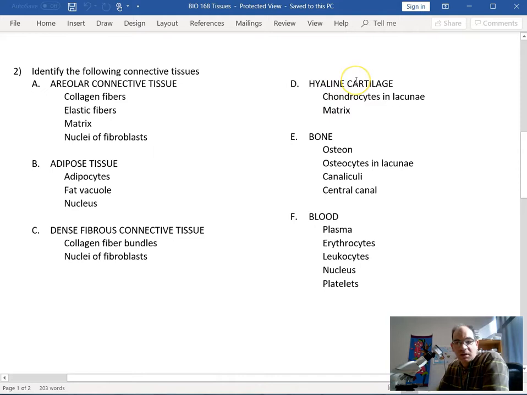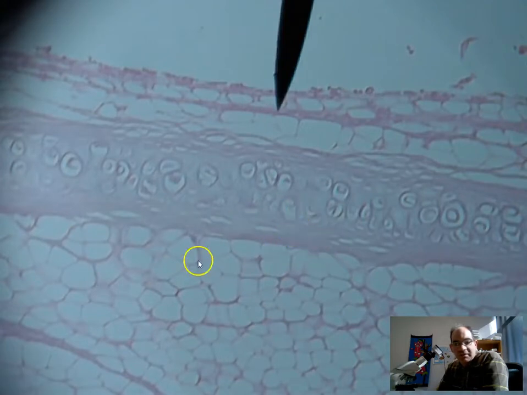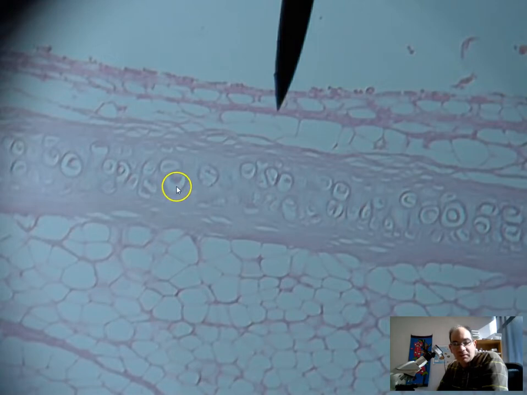Next, we have hyaline cartilage, and we only need a couple of structures: chondrocytes and lacuna, and matrix for this tissue type. This is the same slide we looked at a minute ago, and this right here is the adipose tissue. This area is the hyaline cartilage, and you can tell hyaline cartilage because it looks sort of like jelly beans, where you have these spaces within the cartilage, and sometimes the cells are filling up the space, other times, like in this example right here, the cell has pulled back a little bit.